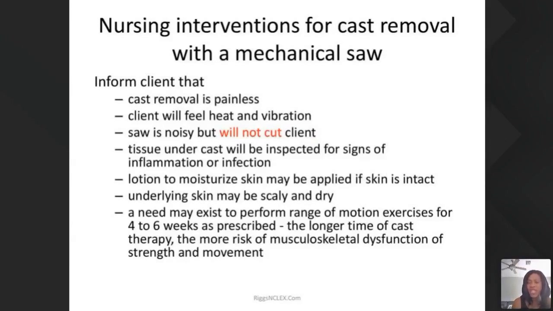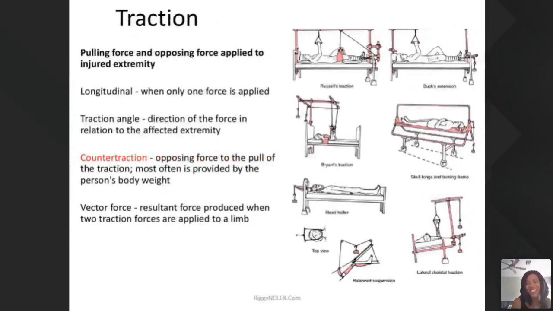So some nursing intervention with that in teaching, because sometimes it's very scary. Somebody's coming at you with a saw, to let them know it's not going to cut you. It's not going to hurt.